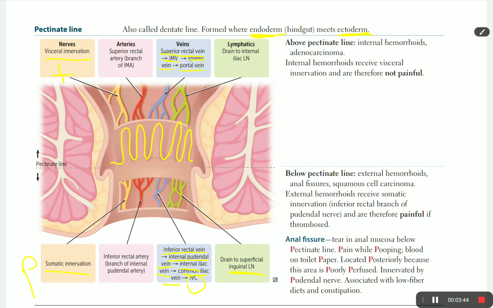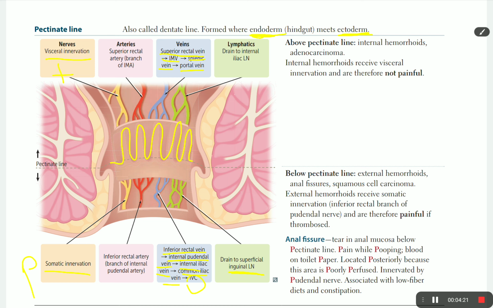Also we have an anal fissure. Anal fissure is most probably caused by difficult defecation and makes the mucosa or submucosa area injured. Usually it's below the pectinate line and it is painful during defecation, and there is blood with the stool after the end of stooling, so the patient will notice the blood when he uses the toilet paper after defecation.